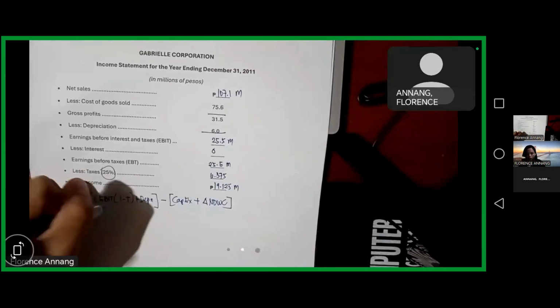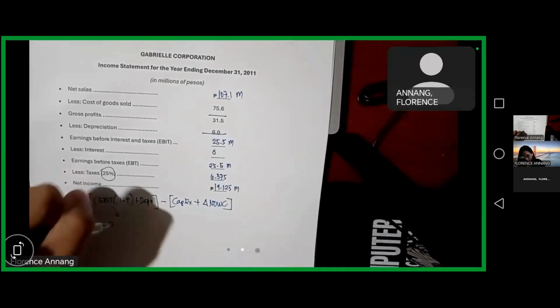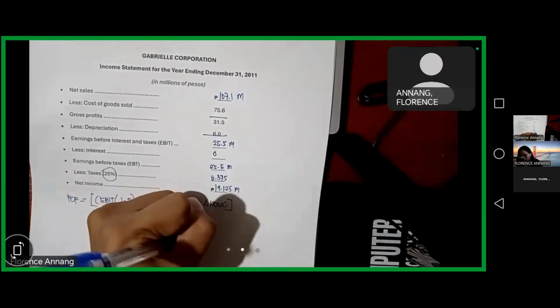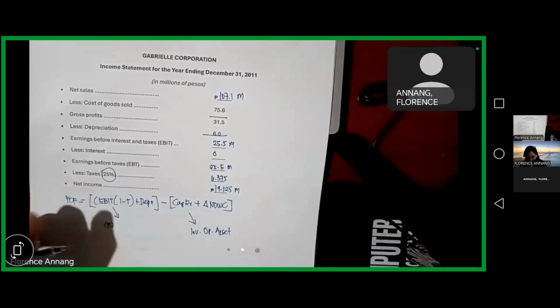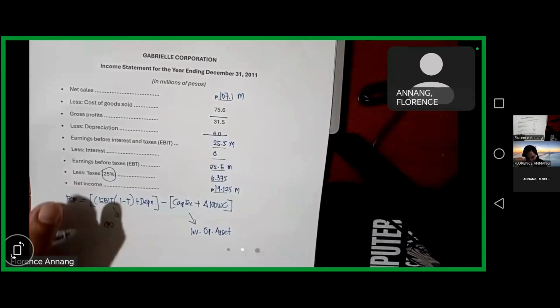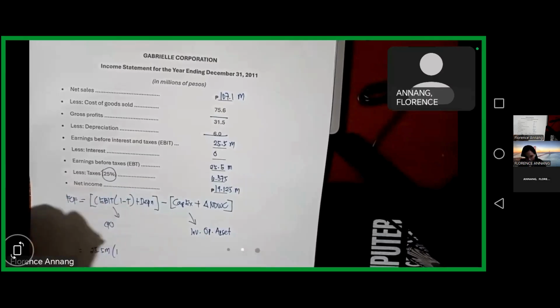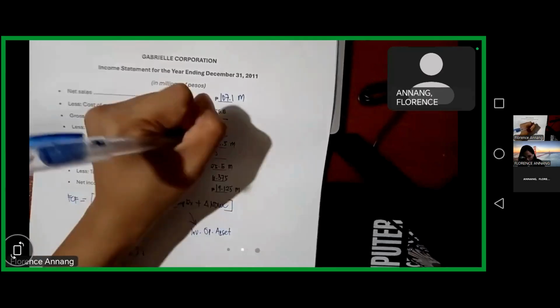Ayan. The first portion is what we call your cash flows from operating, and the second portion is your investment in operating asset. Okay. So let's compute for your free cash flows. You have an EBIT of how much? 25.5 million. Your tax rate is 25%. And your depreciation is how much? 6 million.